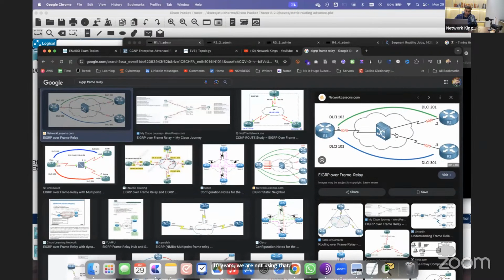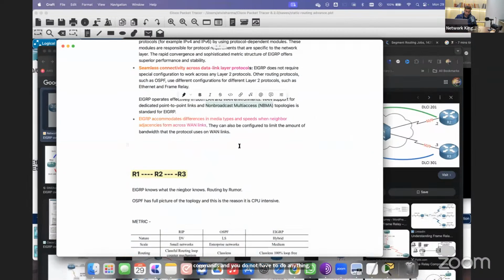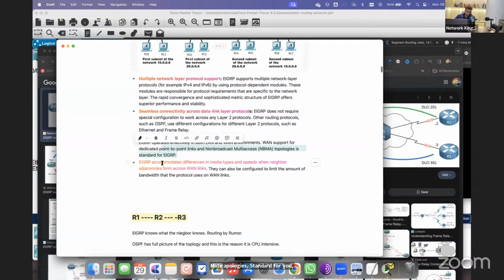Frame relay is something ISPs used earlier, in very old days. There, if you have to configure EIGRP, just give the network commands and you do not have to do anything else. But in case of OSPF, you have to do some different configurations. In EIGRP, WAN support for point-to-point links and NBMA topologies is standard. That's why we say EIGRP accommodates layer 2 technologies also, like frame relay and all.